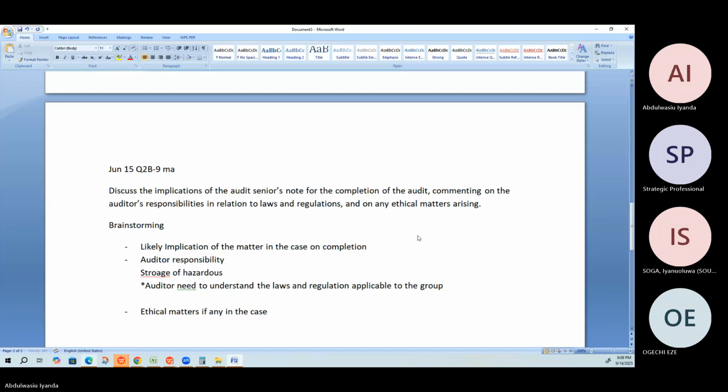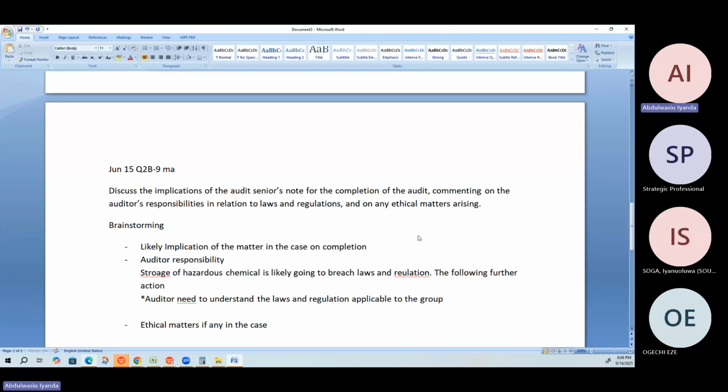hazardous chemical is likely going to breach, action is expected.